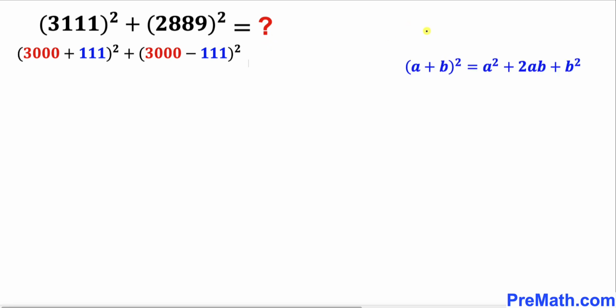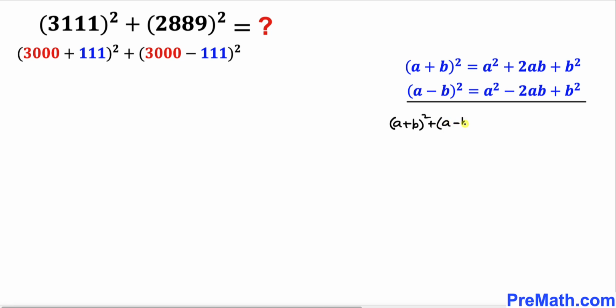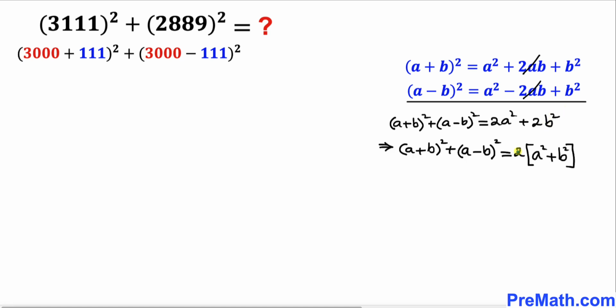And now let's recall this famous identity a plus b whole square. And likewise, let's recall this identity a minus b whole square as well. Now let's go ahead and add these two equations on the left hand side. This could be written as a plus b whole square plus a minus b whole square equals to, on the right hand side, this negative 2ab and positive 2ab, they are gone. So we ended up with 2a square plus 2b square. And on the right hand side, we can factor out this 2. So this could be written as 2 times a square plus b square.